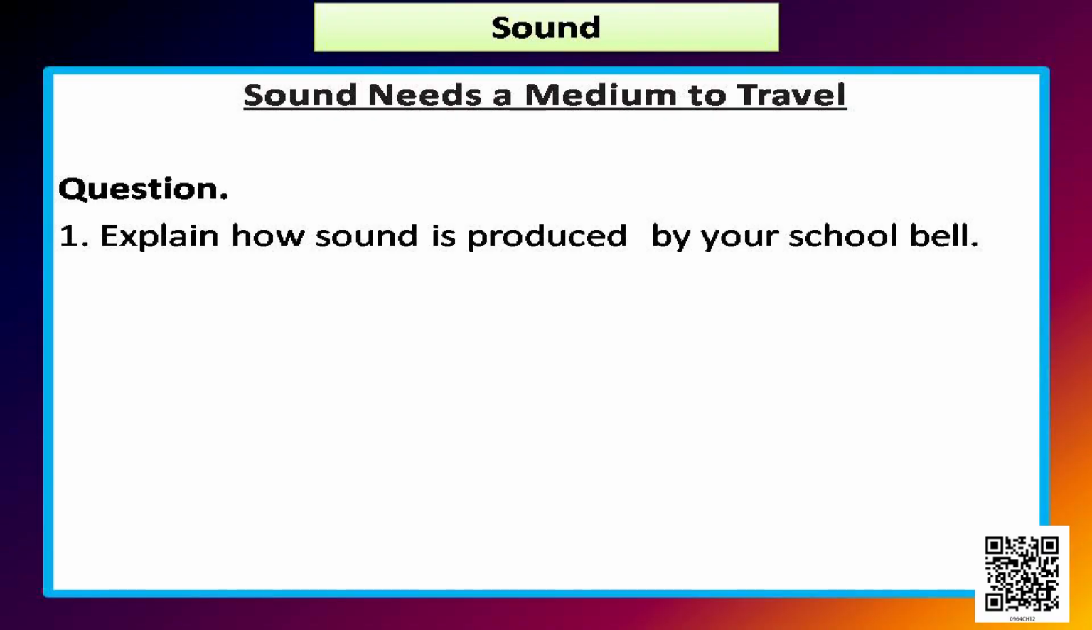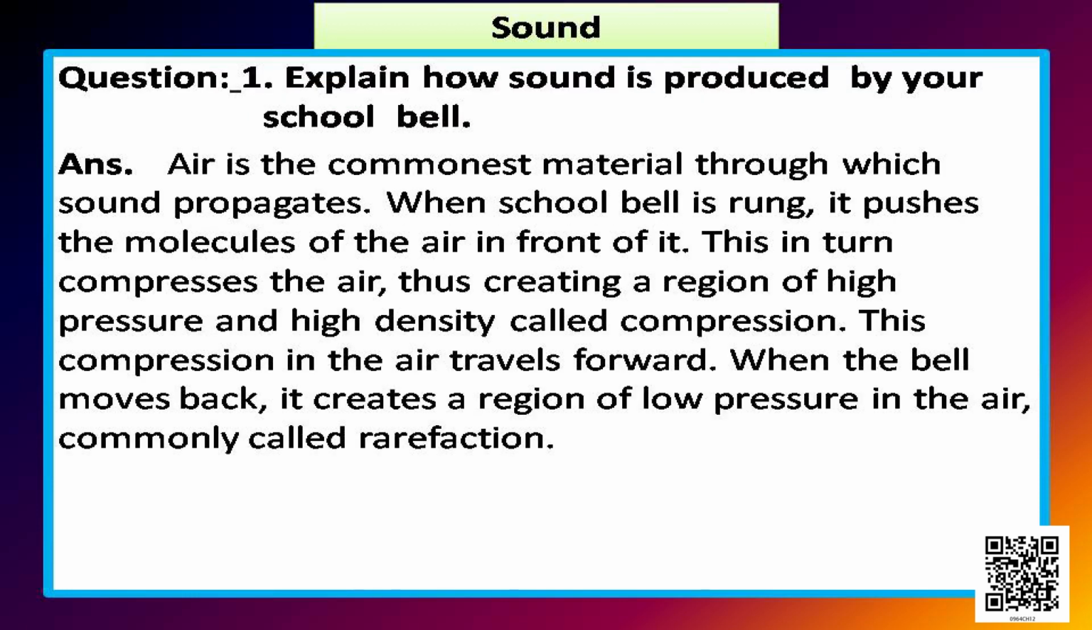So students, let us discuss some questions. Those are given on page number 163. Question number 1. It says explain how sound is produced by your school bell. Okay, let us discuss this. Students, let us now discuss the solution for this question. Air is the commonest material through which sound propagates.